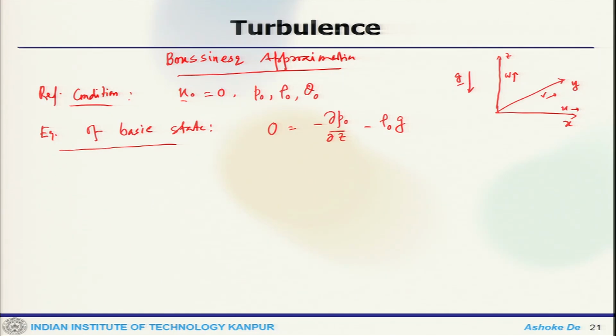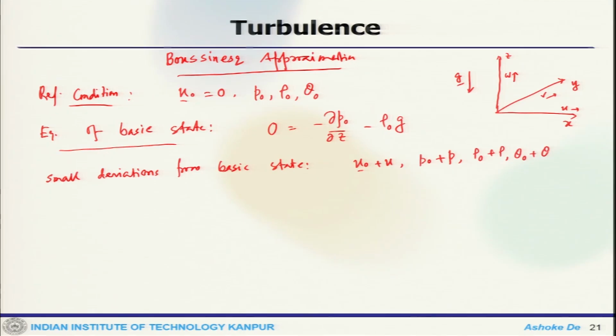Now, we want to slightly deviate from the basic state. That means a small deviation from the basic state. So, how do we get that? We will say that u naught plus u, p naught plus p, rho naught plus rho, theta naught plus theta. So, there is a small deviation from the basic state.